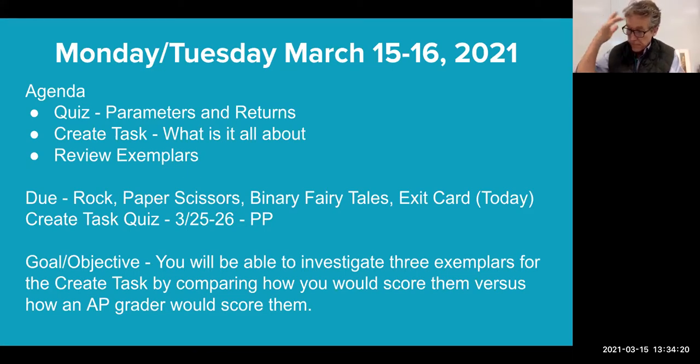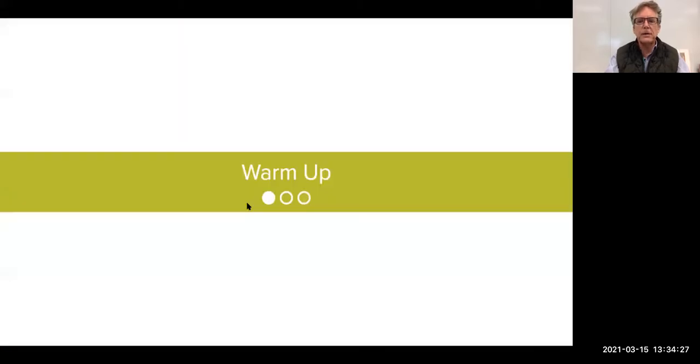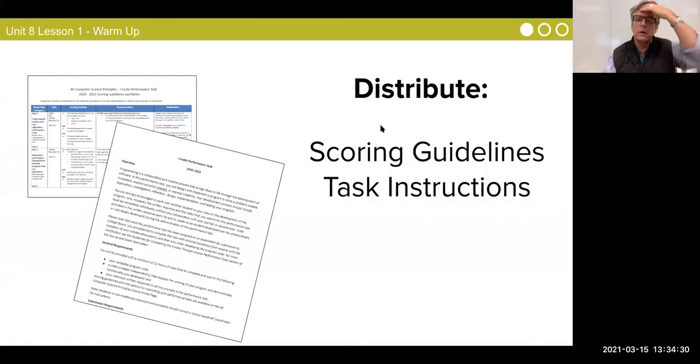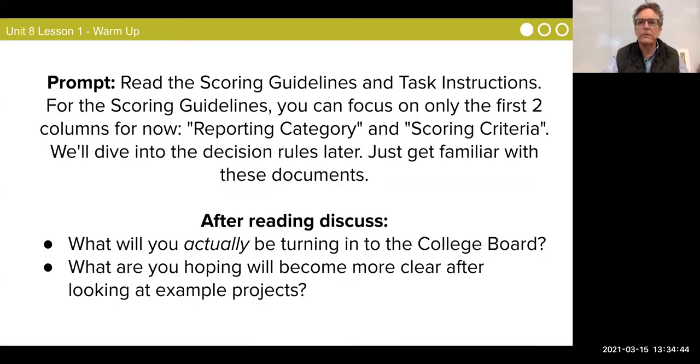Welcome, Floria. All right, so if I continue here, it says distribute the scoring guidelines for the AP task instructions. That's what I told you to open up. So when you're done with your quiz, you can keep reading these scoring guidelines. You're going to read the scoring guidelines and task instructions. You're going to focus on the first two columns, reporting category and scoring criteria. We'll dive into the decision rules later. Just get familiar with these documents. After reading, discuss what you will actually be turning in to the College Board. What are you hoping will become more clear after looking at example projects?